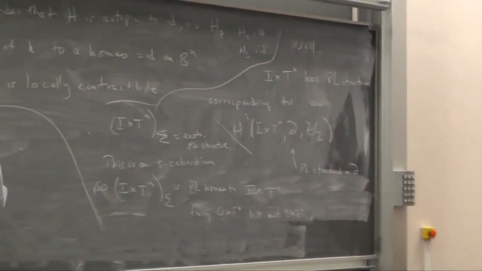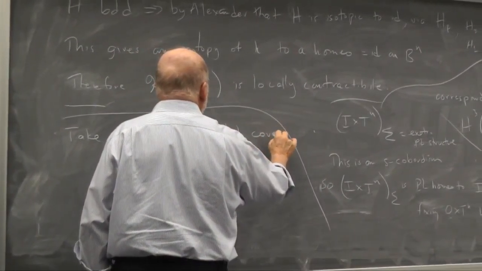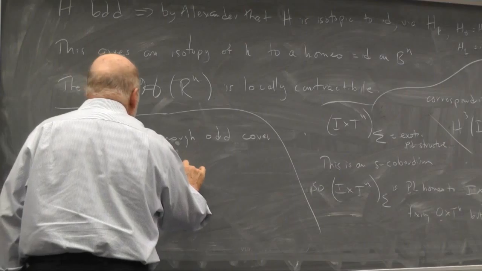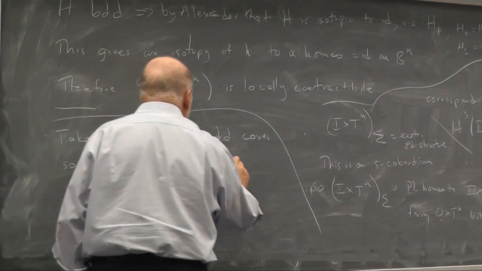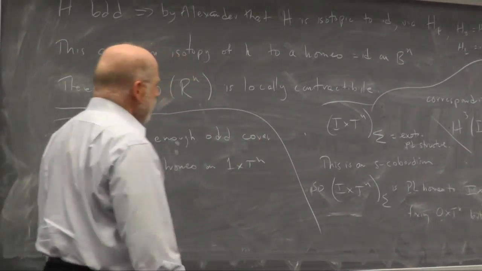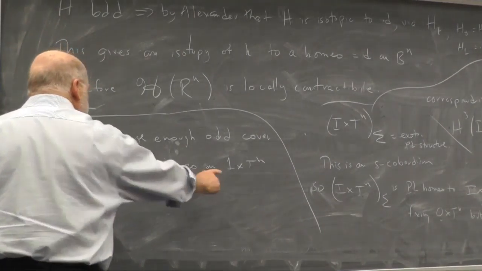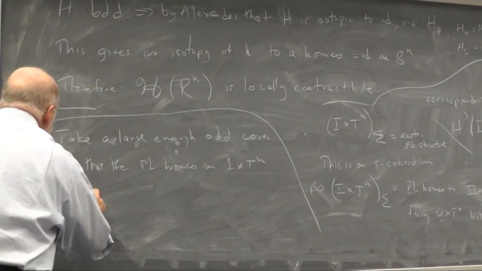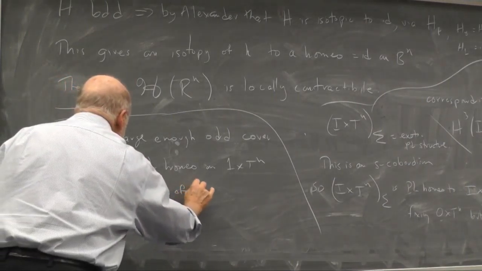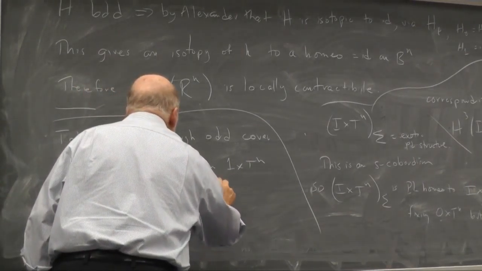Now I'll take a large enough odd cover so that the PL homeomorphism on 1 cross T^n, that's the one I was just talking about, I haven't given you a name for it, so that PL homeomorphism on that end is small in the compact open topology on the homeomorphisms of T^n.